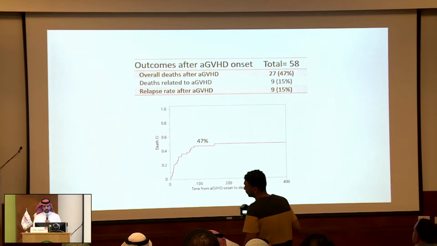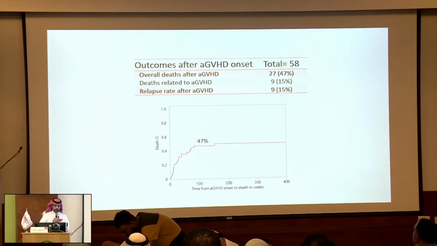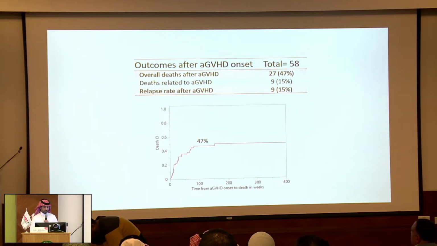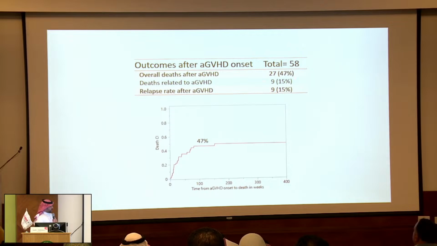In terms of the outcome from the acute GVHD onset, we had around 47% cumulative incidence of death for patients after acute GVHD onset, and there were 9 deaths probably related to progressive acute GVHD. They actually died while in complete remission, and the relapse rate after acute GVHD was also another 9%.